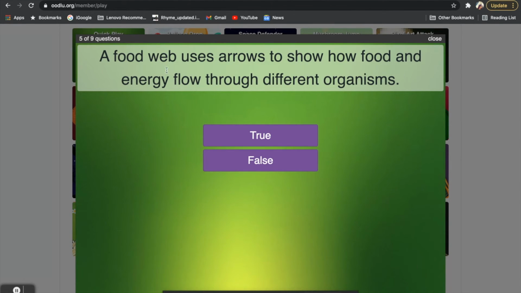Question 5. True or false? A food web uses arrows to show how food and energy flow through the different organisms. We've seen a couple of different food webs that have arrows. Share your thinking. Is it true or false? If you said true, that is correct. We look at a food web, we notice that it has different arrows pointing from different organisms to show what animal eats who to get energy.